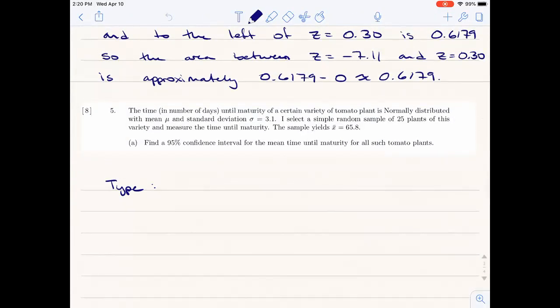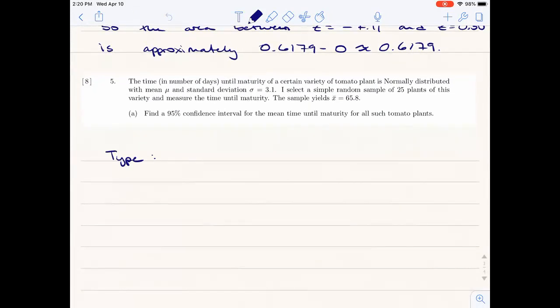we have to do a confidence interval. And so we need to know what type of question we have. As soon as you figure you need a hypothesis test or a confidence interval, it's a good idea to figure out what type of question you have, because that'll narrow things down. So you only have one sample. The sample yields 65.8 as its average, and you took a sample of 25. And so you've got a 1 sample mean. And because we're told that sigma is 3.1, sigma is known.